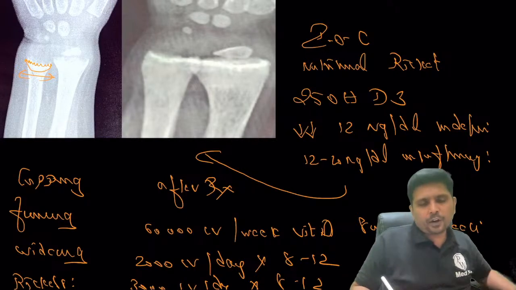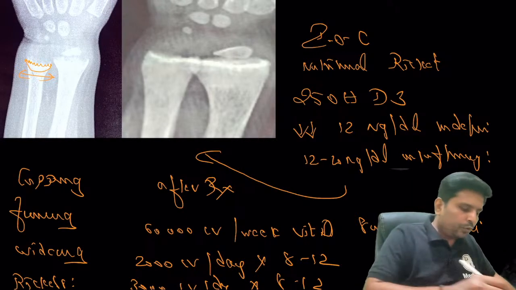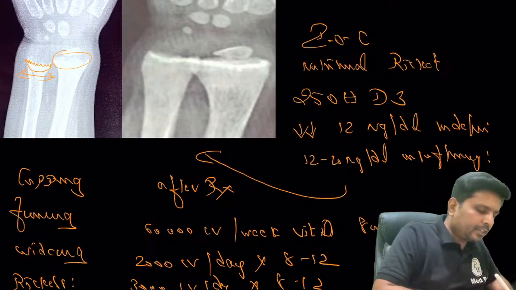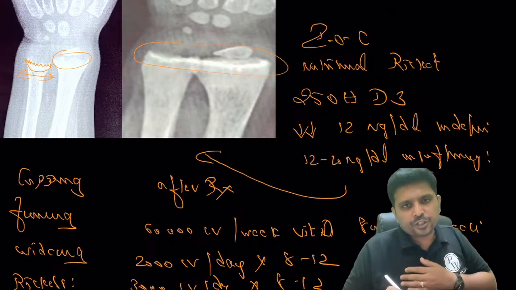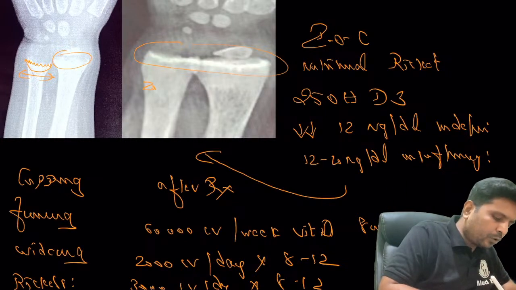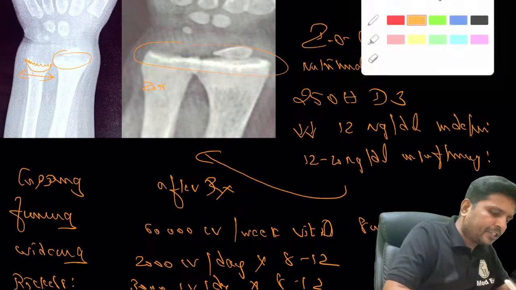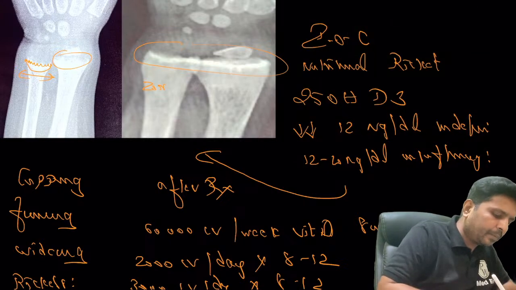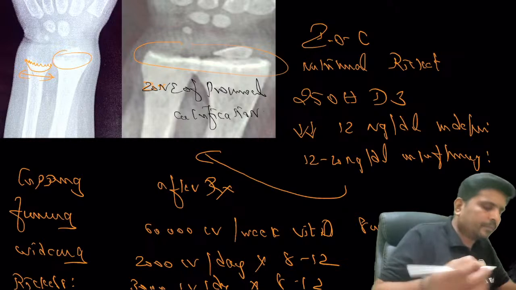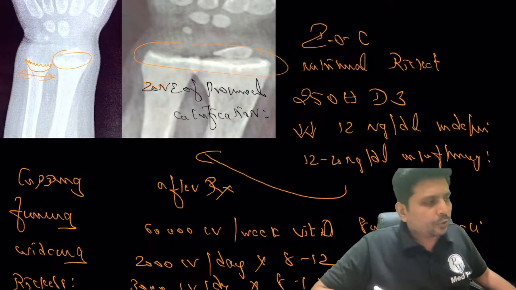After 4 weeks of vitamin D, you will look at this line: it is lucent pre-treatment, and this line is calcified post-treatment. And what is this called? This is called the zone of provisional calcification. These are all true cases, my dear boys and girls.